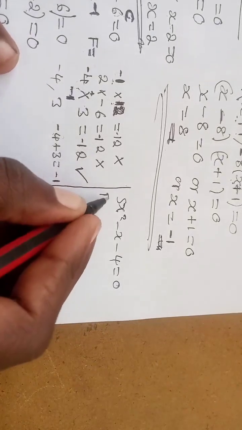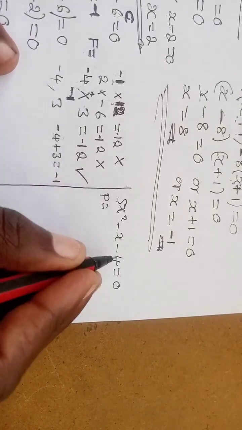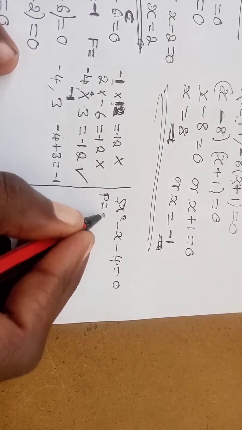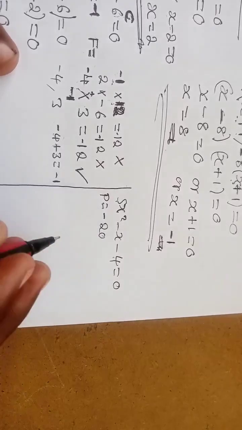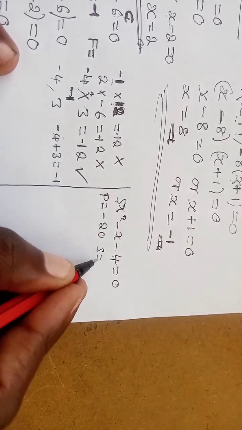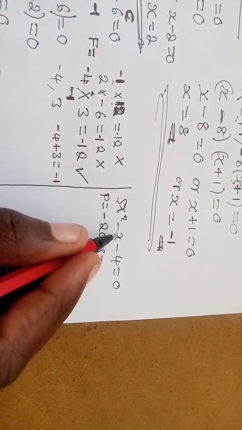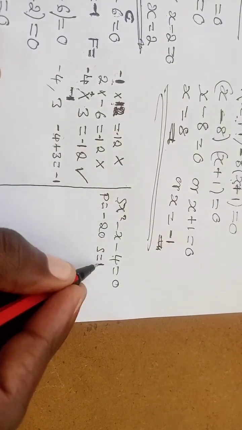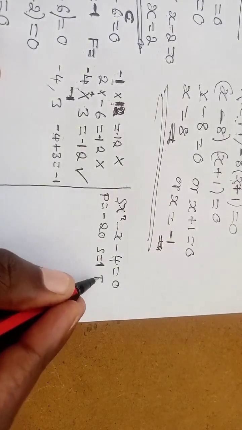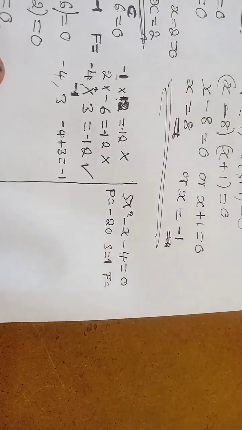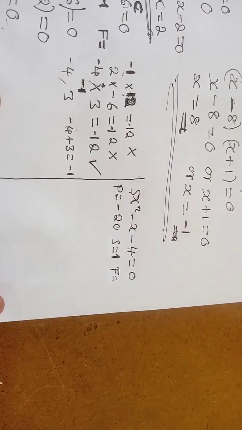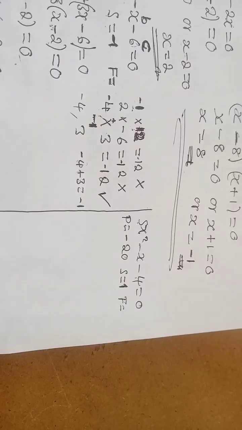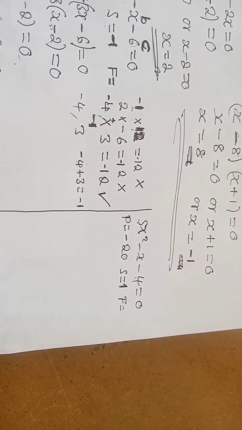So here you find the product, 5 times negative 4, it is equal to negative 20, like that. Then the sum is, the sum is what? Negative 1. Okay, then the factors, the numbers that you can multiply to give you the product. Okay, so what are those factors?